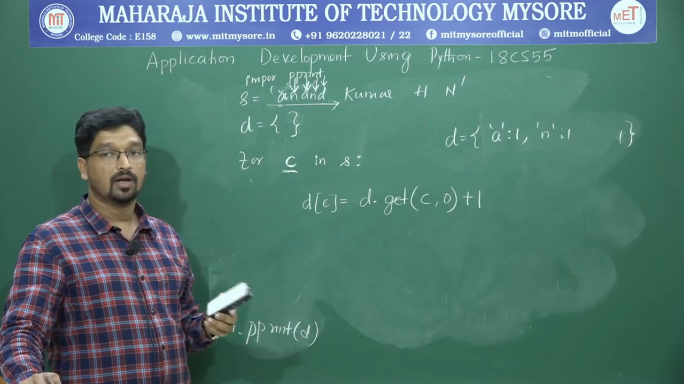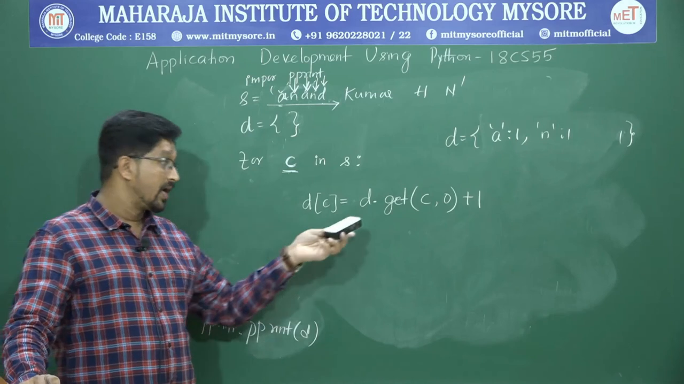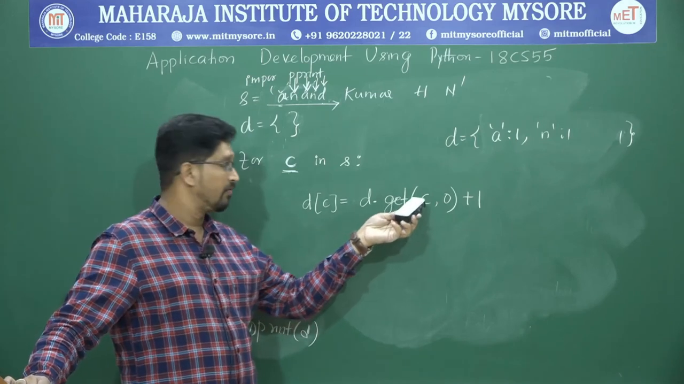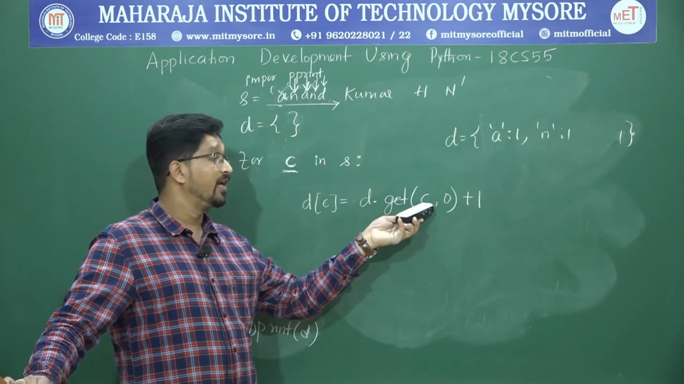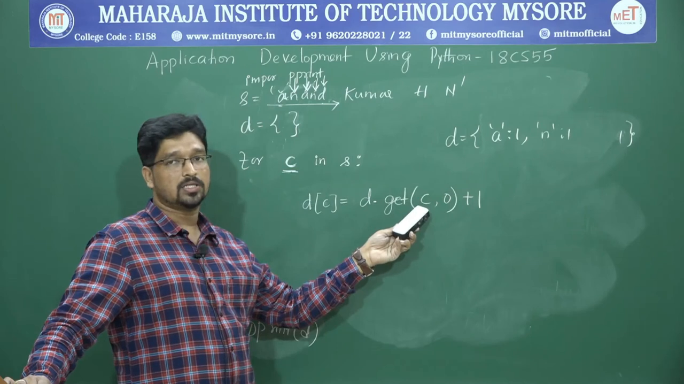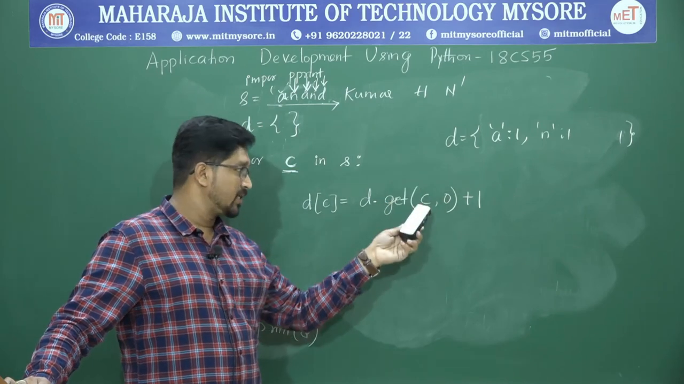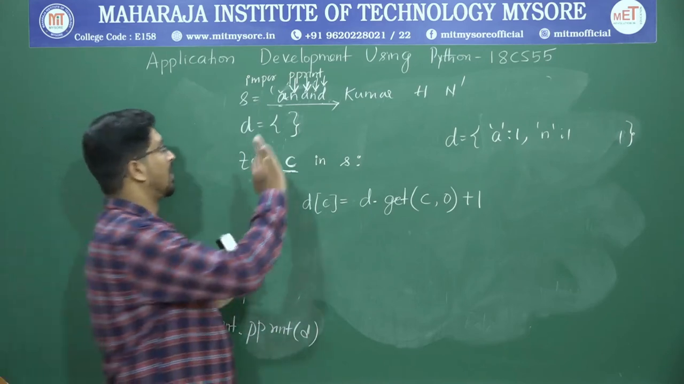What happens? I already have told you what the get method will do. The get method will check whether the particular key exists in the dictionary. If it exists, it will fetch the already existing value. If it does not exist, it will return 0. Right? It's very simple now.